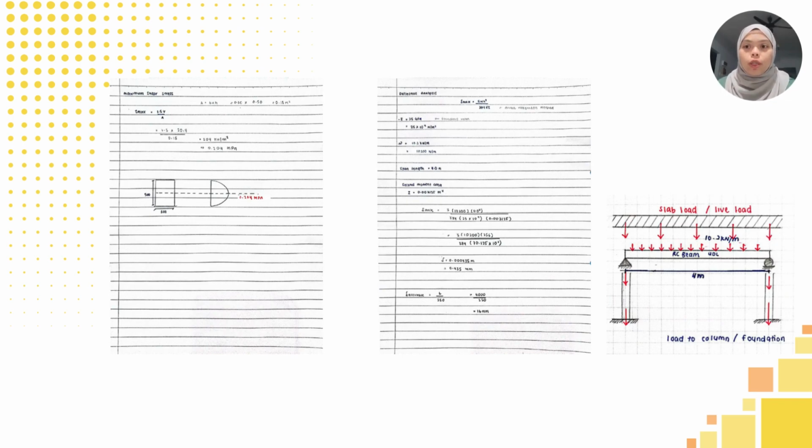This diagram shows the load flow, where slab and live load act on the beam, then transfer to support, column and foundation. In conclusion, the corridor beam is structurally safe and satisfies both strength and serviceability requirements. Thank you.